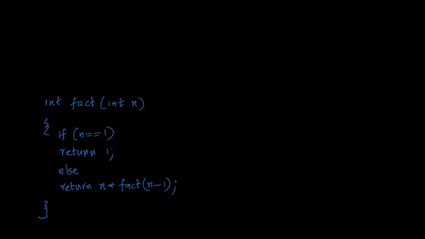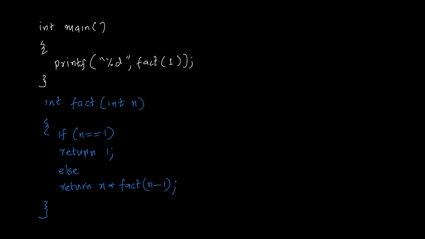I have copied the function fact here. Let me also add the main function. So int main, and I'll write one statement here to print the factorial, %d, comma fact. Inside that we'll give a value. Initially let us give 1. Okay, and this is our program.